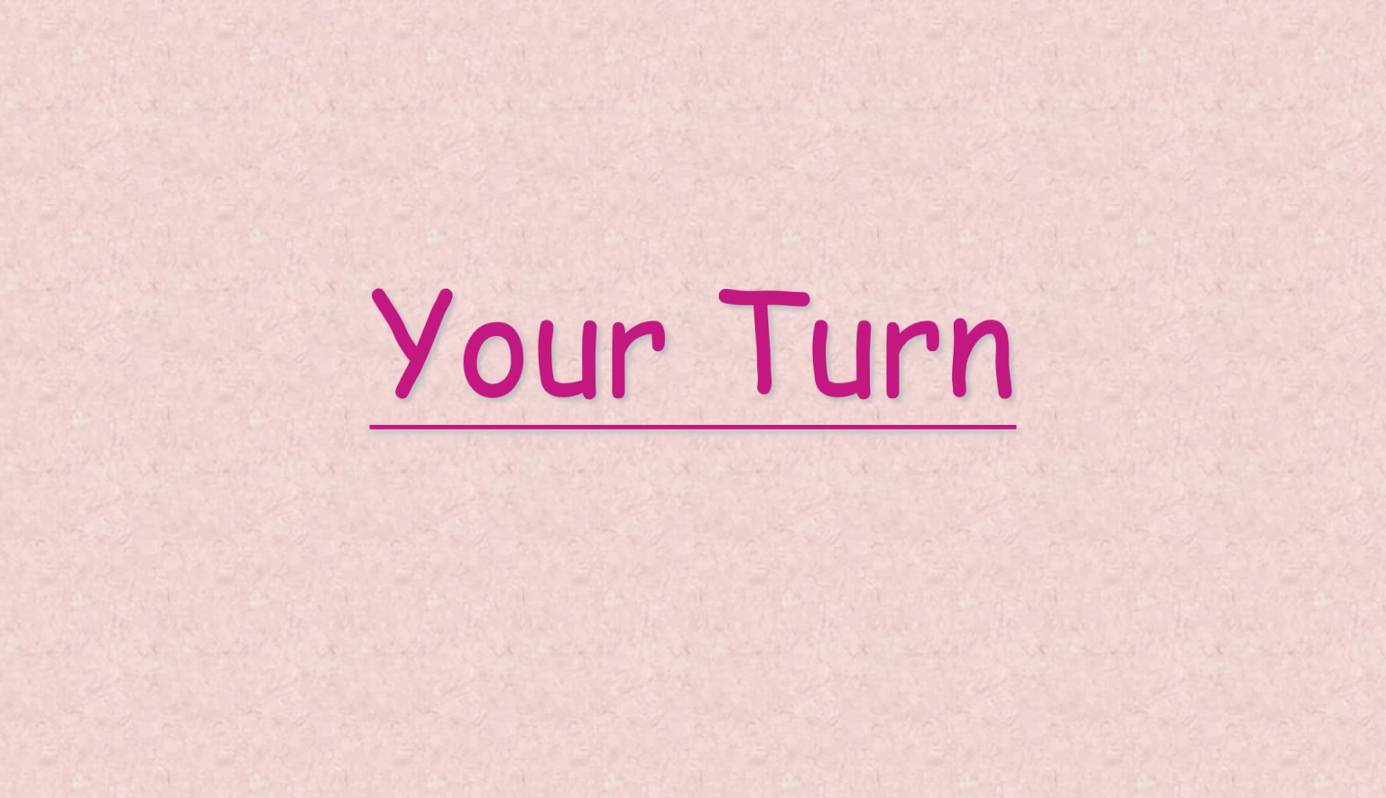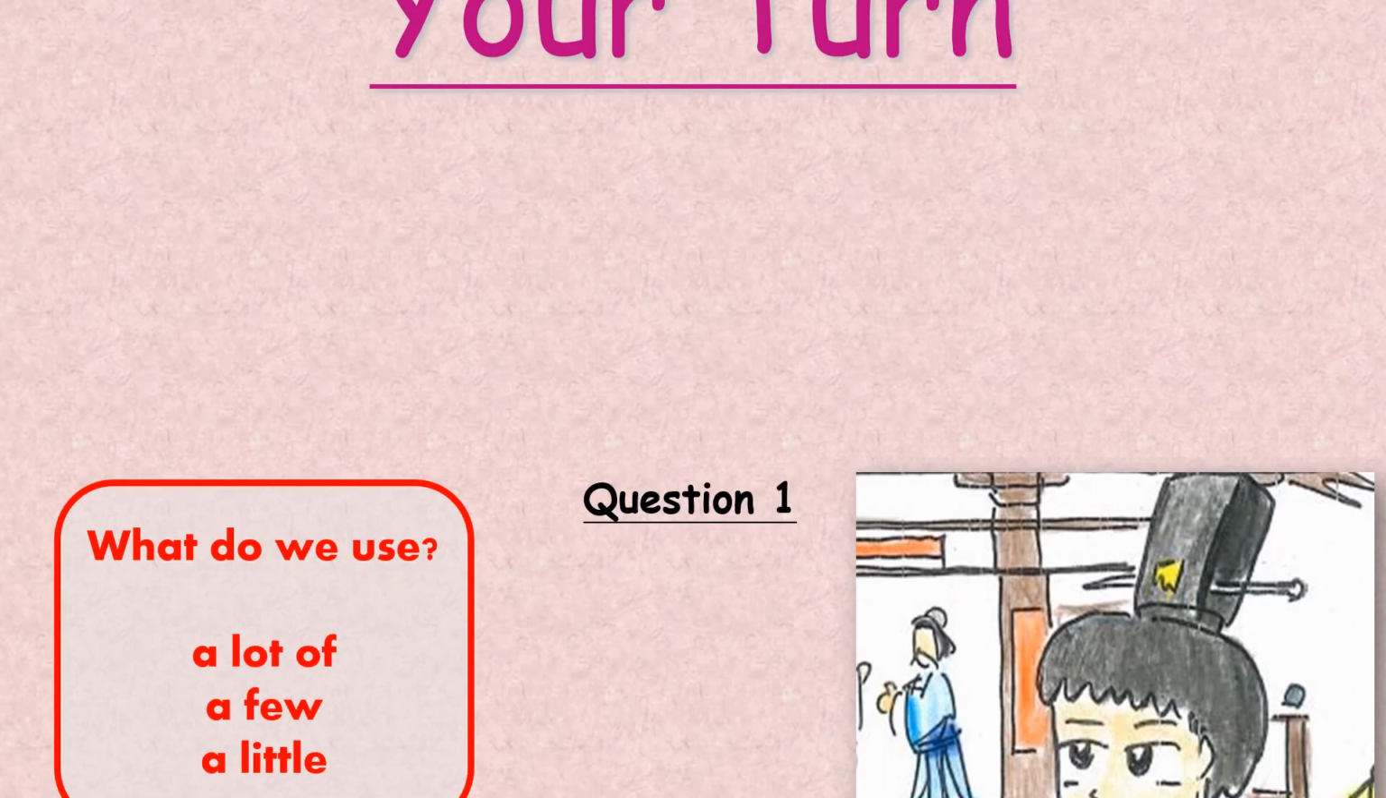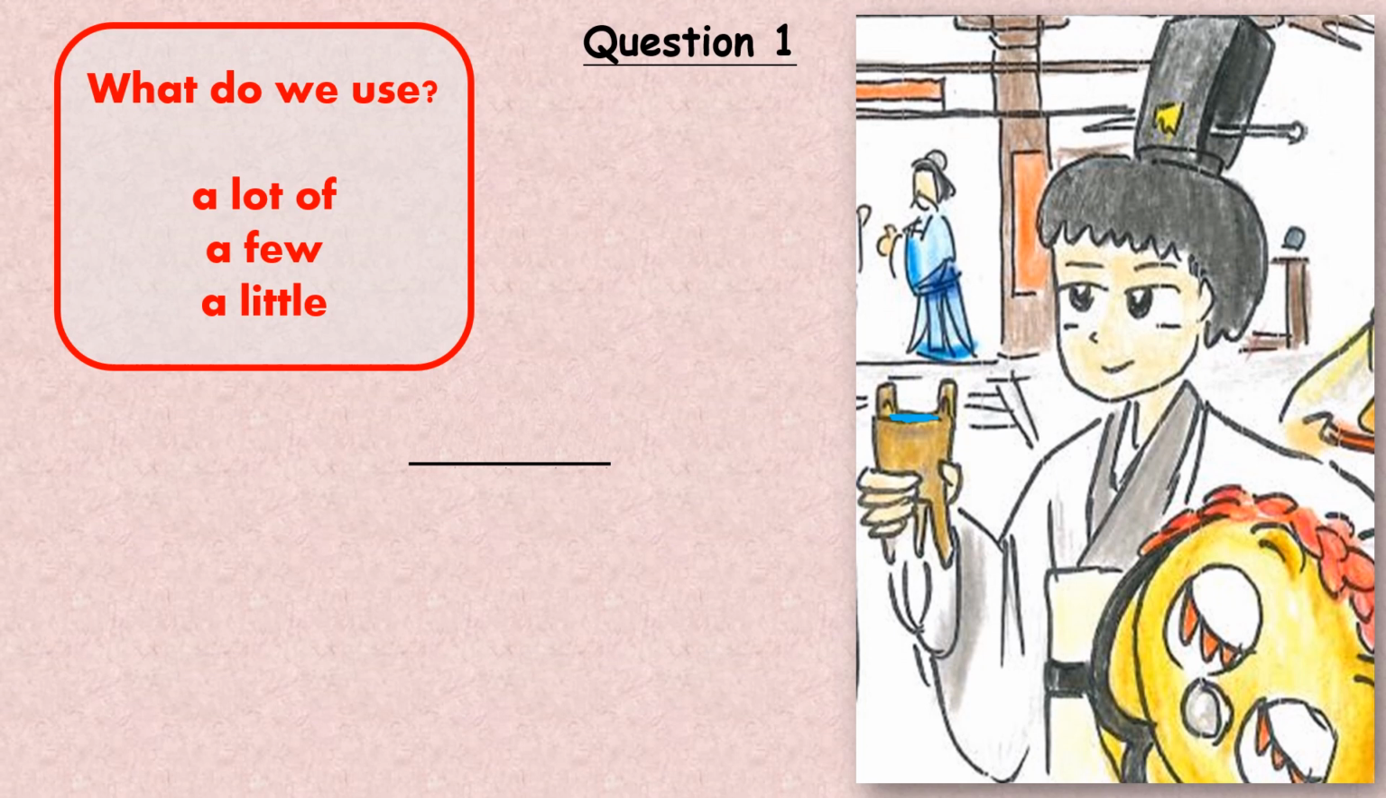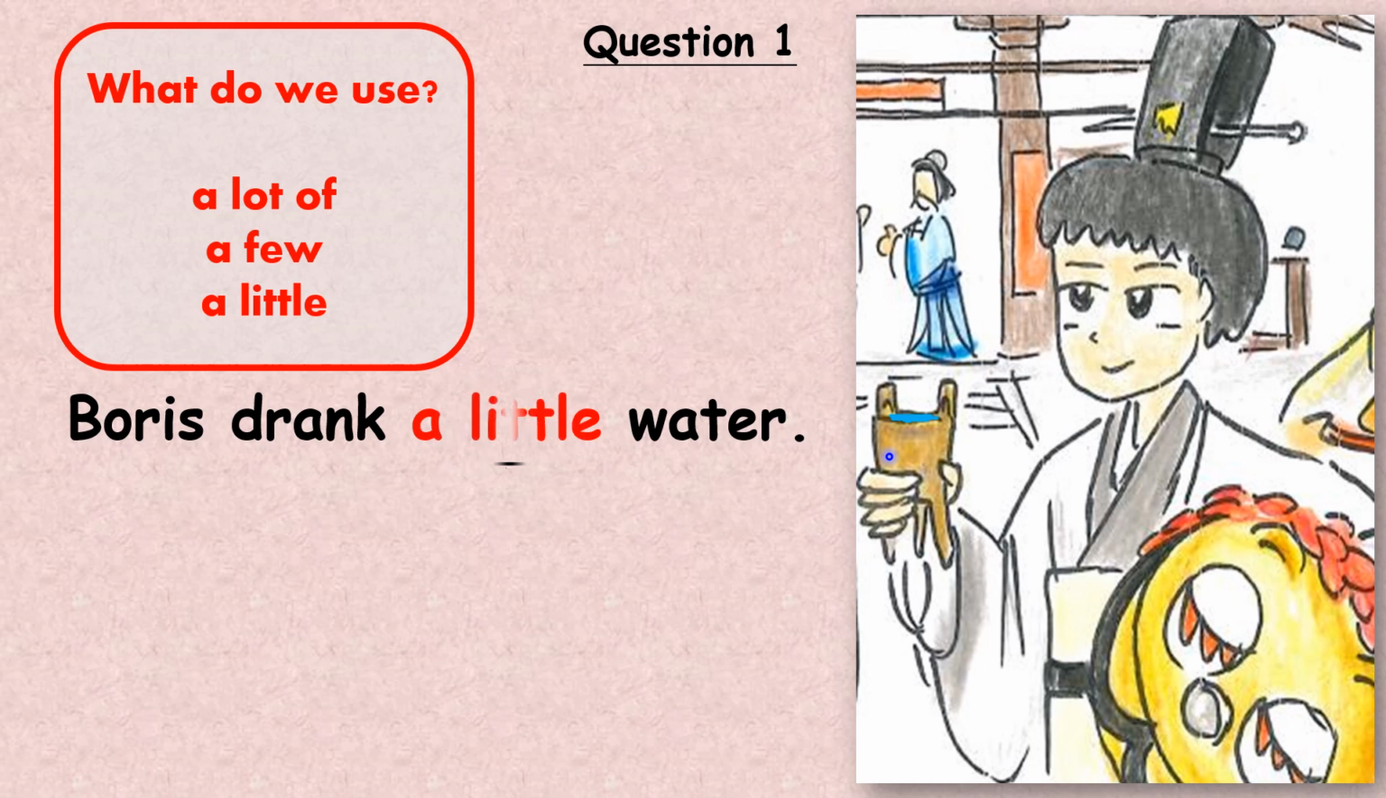Your turn. Question 1. Boris drank blank water. Look at the picture. A little water. You can't count water. And there is not much in his hand.